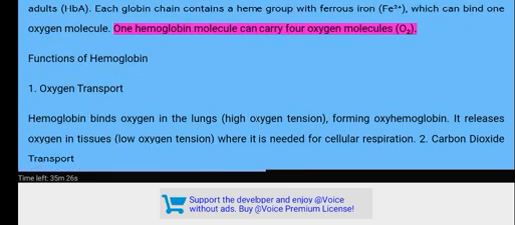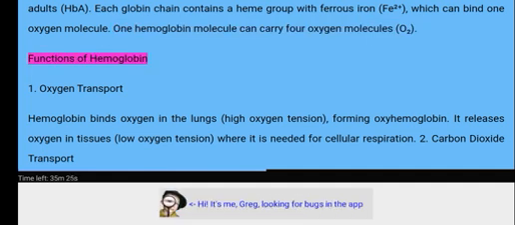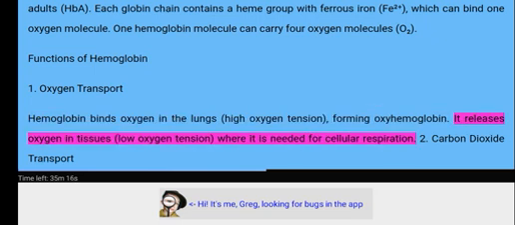1 hemoglobin molecule can carry 4 oxygen molecules. Functions of hemoglobin. 1. Oxygen transport. Hemoglobin binds oxygen in the lungs, high oxygen tension, forming oxyhemoglobin. It releases oxygen in tissues, low oxygen tension, where it is needed for cellular respiration.